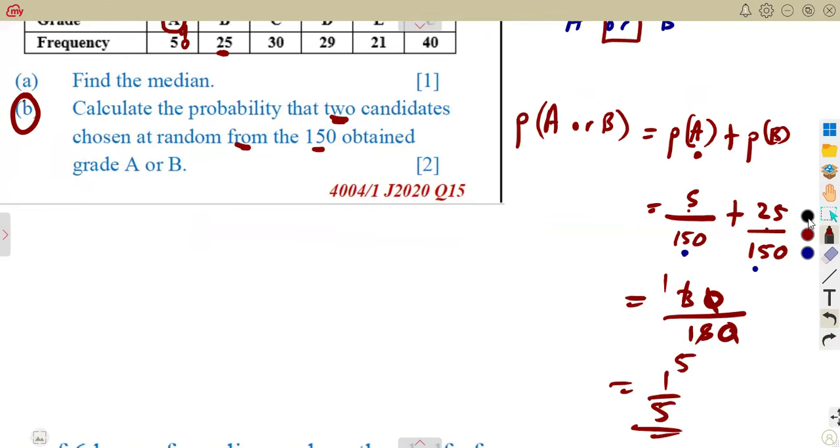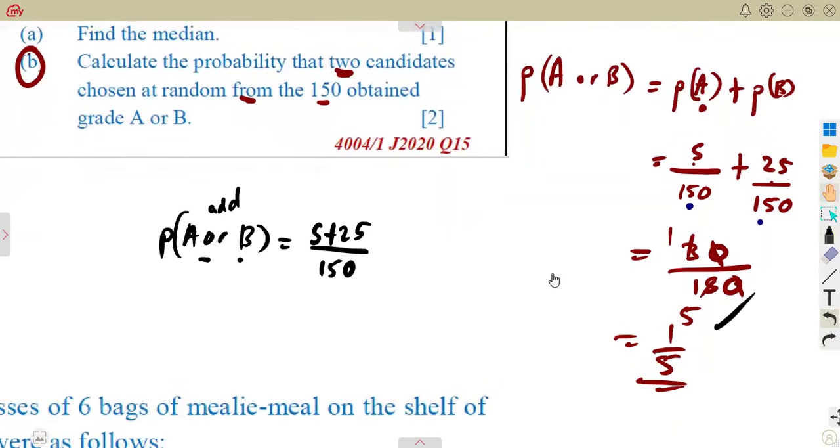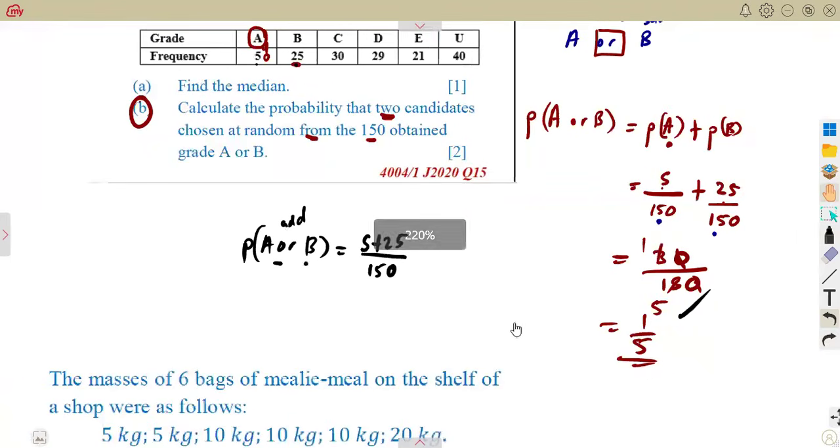So that is our probability, or we could have just added this together, A or B. So you add what is of A and what is of B, 5 plus 25 together, and you add over 150. Everything over 150. That is what it means. So still you're going to have the same answer of 1 over 5. So it can be like that.